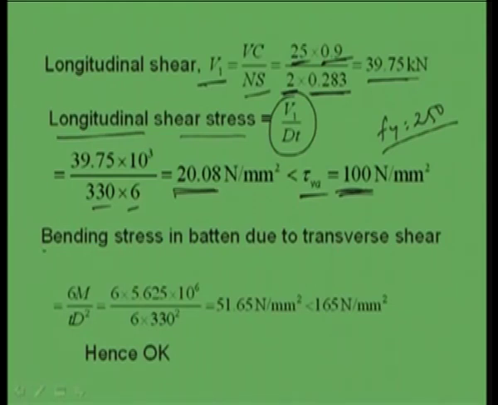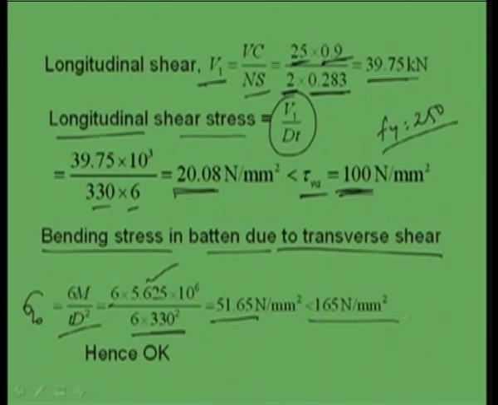Similarly, the bending stress in batten due to transverse shear can be found out, that is sigma b is equal to 6m by t into d square. 6 moment is this one, and t is 6 mm and d is 330. So, from this I am going to get 51.65 Newton per millimeter square, which is less than sigma bt or sigma bc, which is 165 Newton per millimeter square. So, from this we can find out that this is also okay. So, from the stress point of view, these are quite okay.